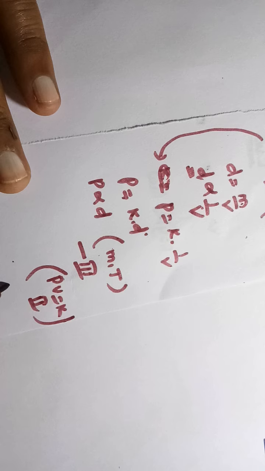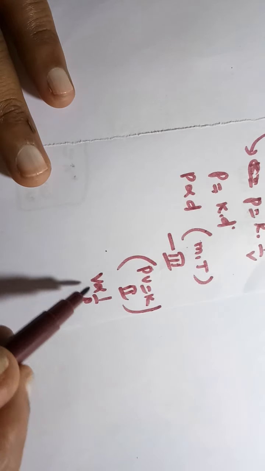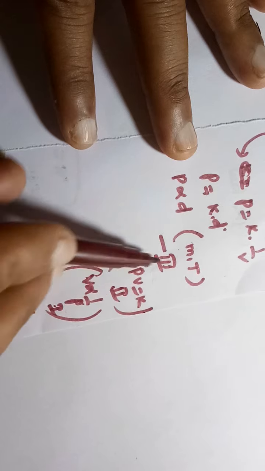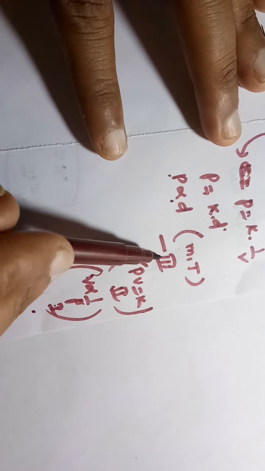What is the first form of Boyle's law? V is proportional to 1 by P. This is the first form of Boyle's law. V is proportional to 1 by P, first form. PV is equal to K, second form. P is proportional to D, third form.